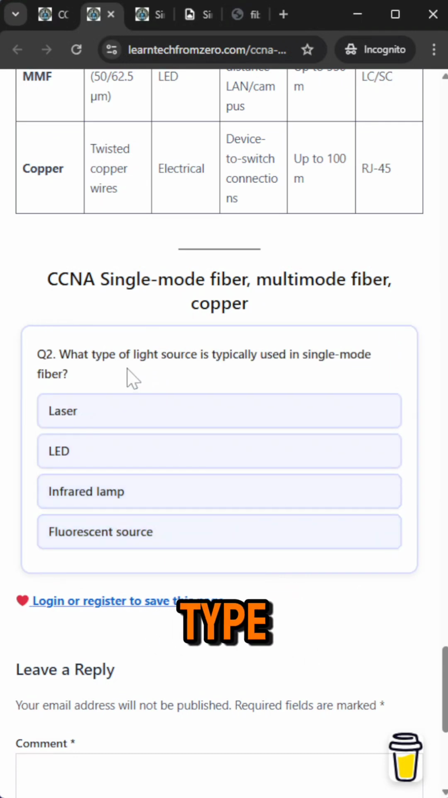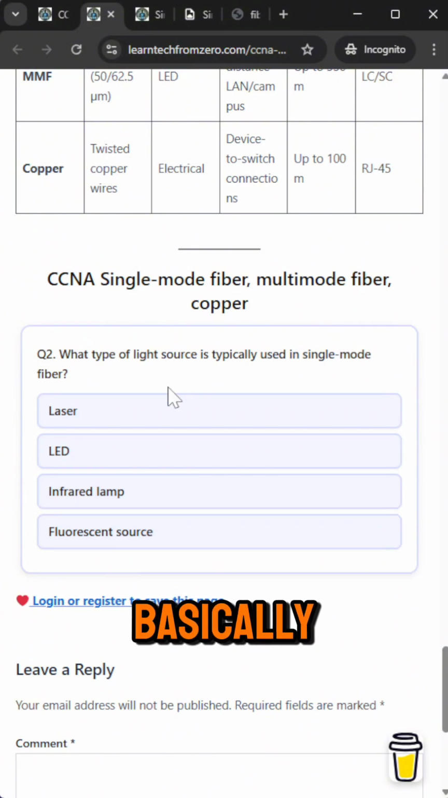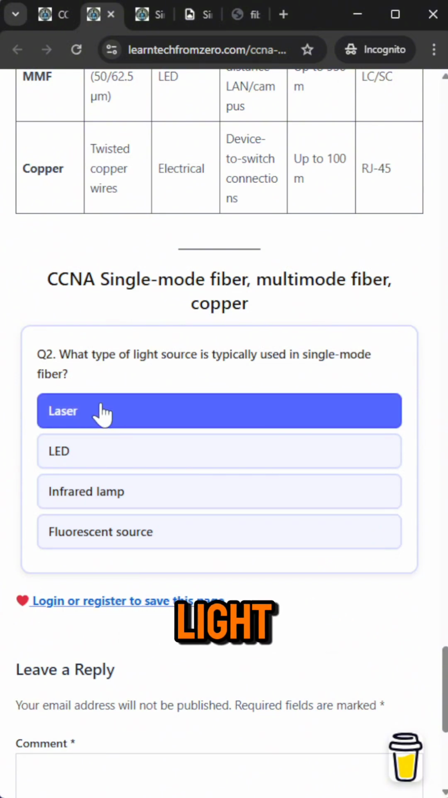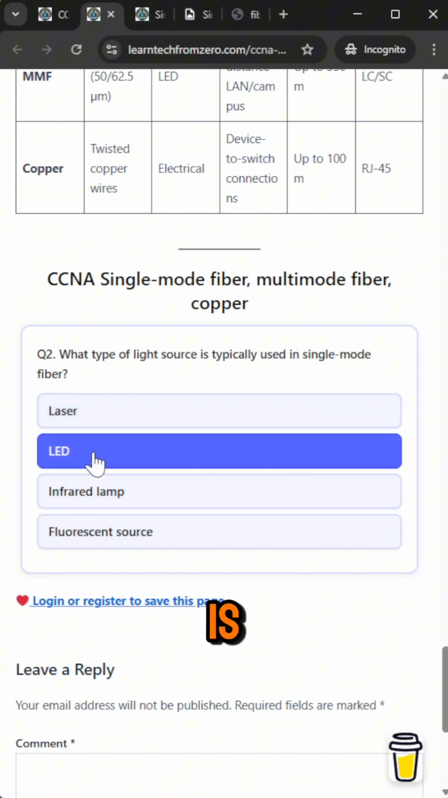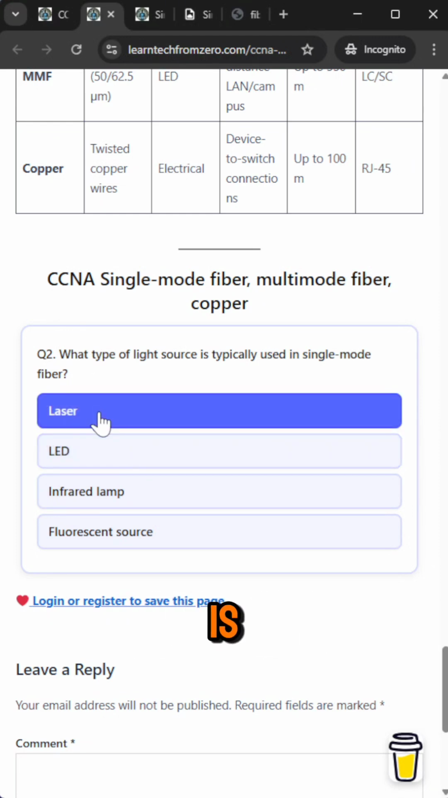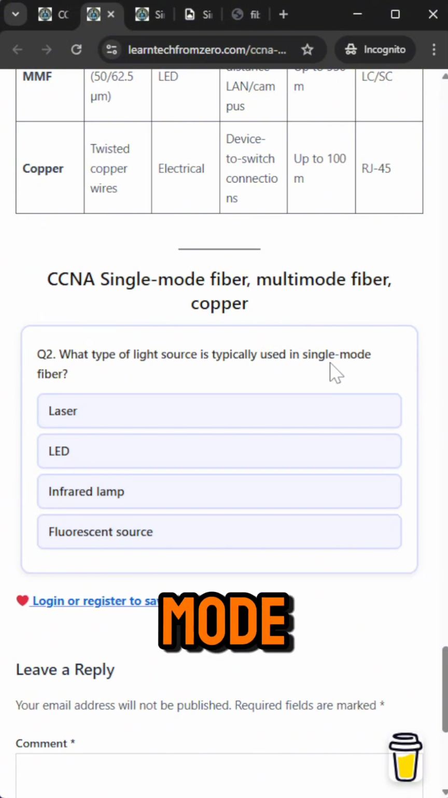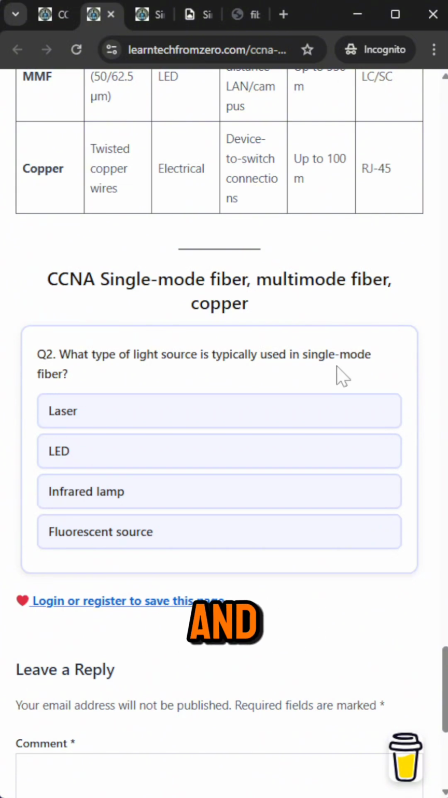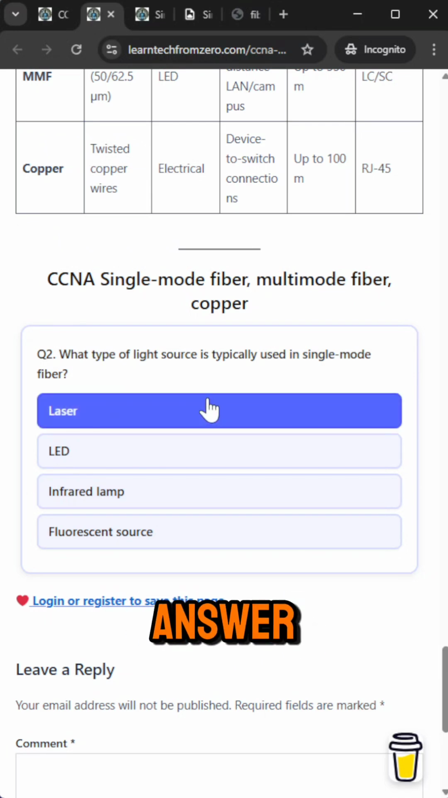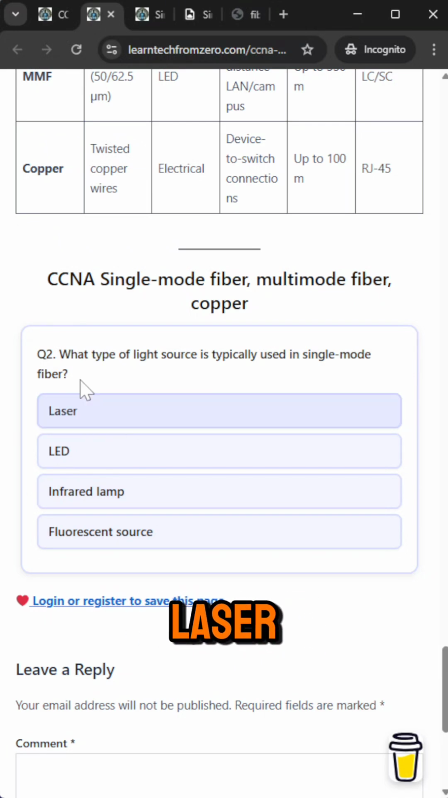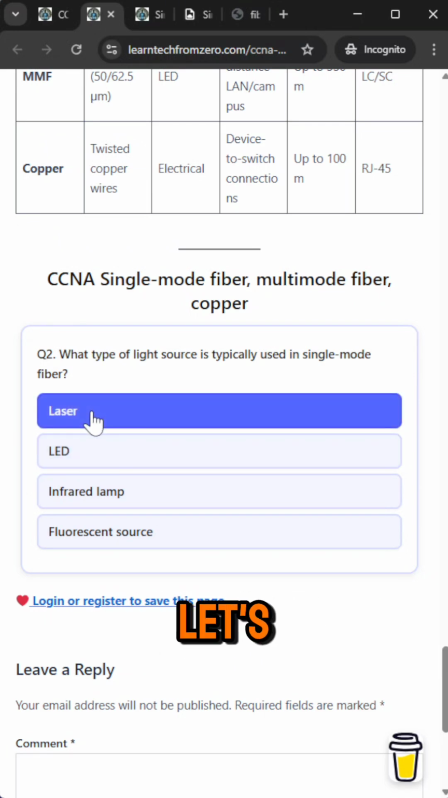Correct. What type of light source is typically used in single mode fiber? Single mode fiber uses laser light. LED is for shorter areas, laser is for long areas. So single mode covers longer areas, and this is used in WAN, wide area network. So the answer should be laser, not LED.